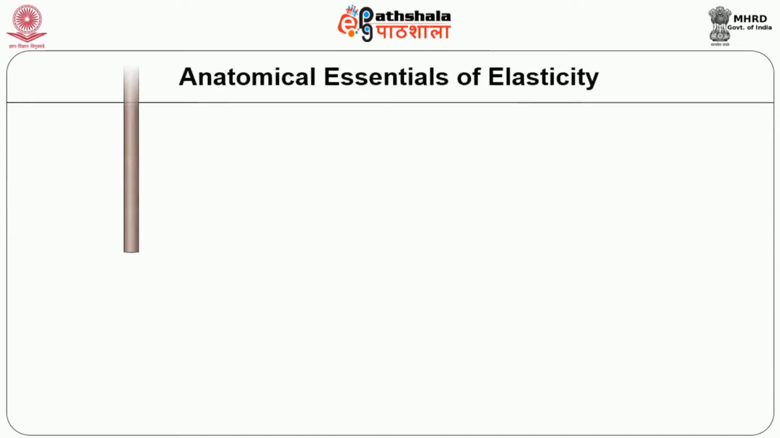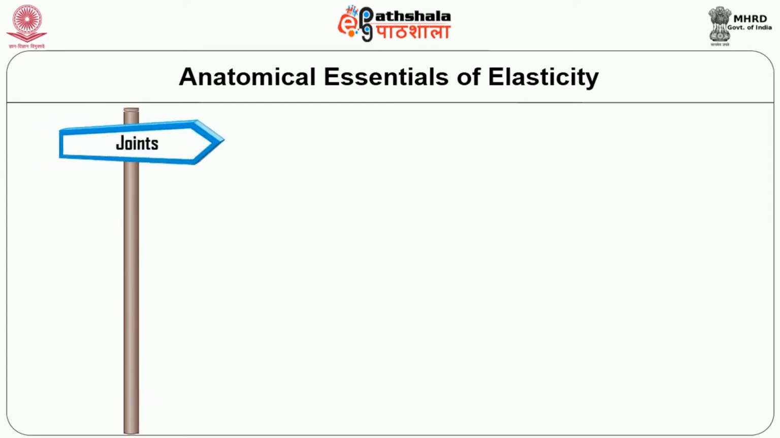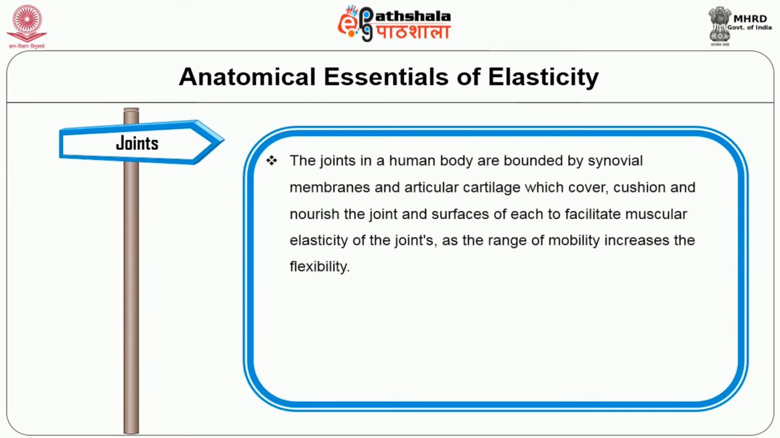What are the anatomical essentials of flexibility, that is, the elasticity of the human body? First, let us see about the joints. The joints in a human body are bounded by synovial membrane and articular cartilage, which covers, cushions and nourishes the joint and surface of each to facilitate muscular elasticity of the joint. As the range of mobility increases, so does the flexibility.